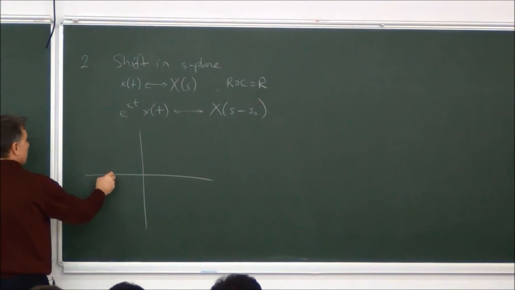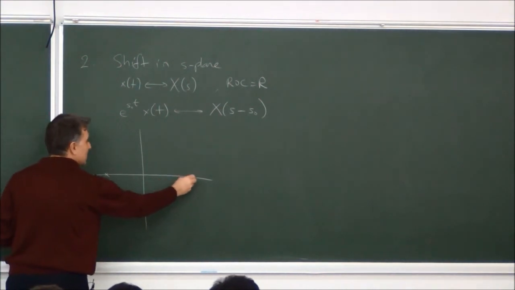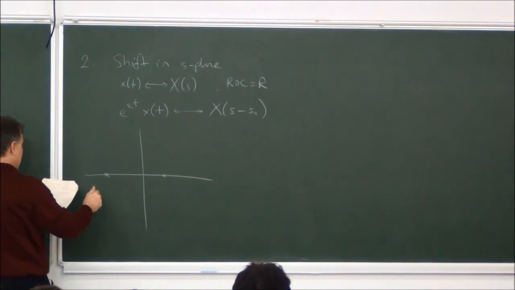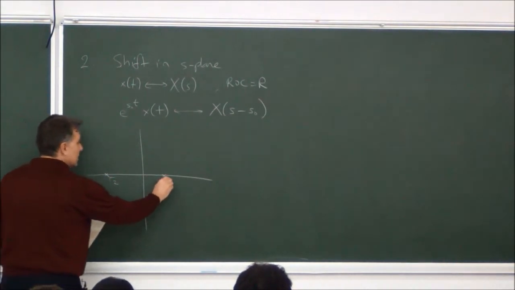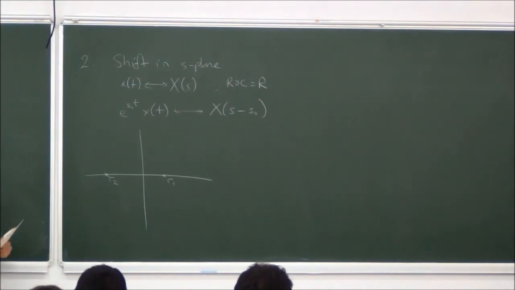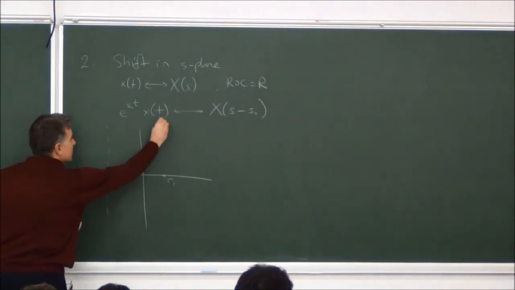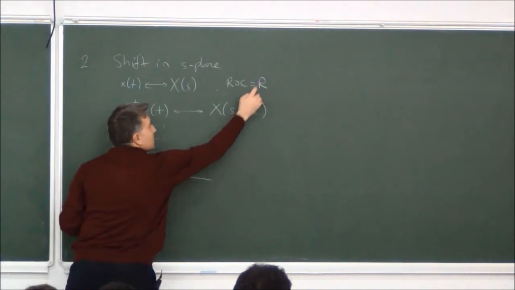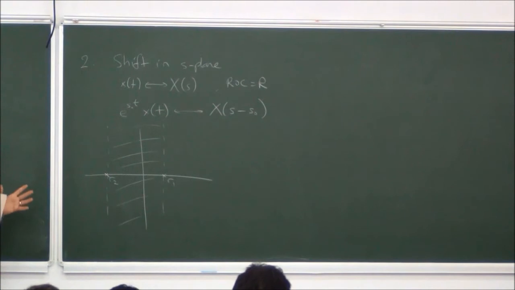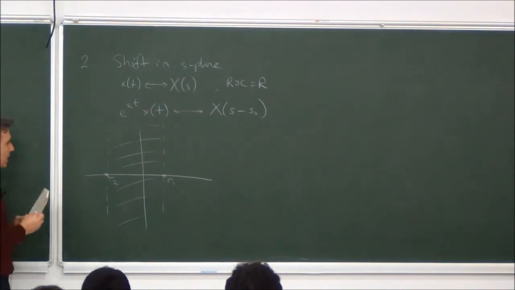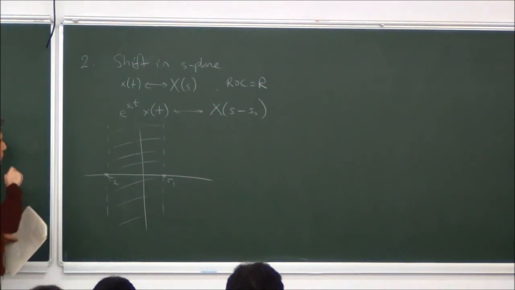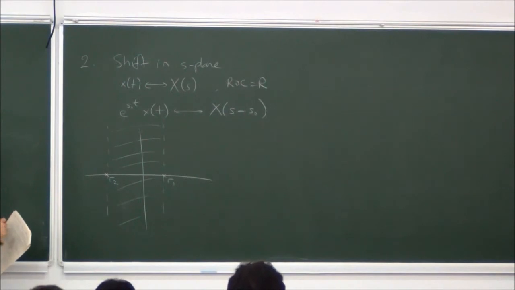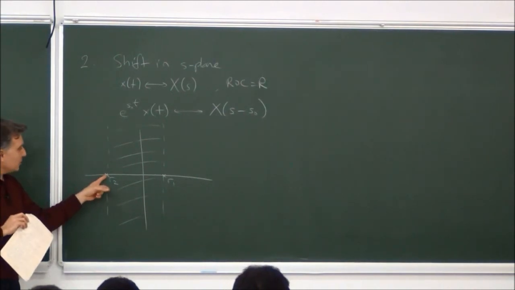Previously, let's assume that there was a pole here and there was another pole here. Let's say that this pole is R2, this pole is R1. It's just an example, and it's best to try to explain it with an example. And somehow, let's assume that the region of convergence is between the two, which is this region R. When you shift this whole thing by S0, the new pole will be where? For example, where will R2 move to?